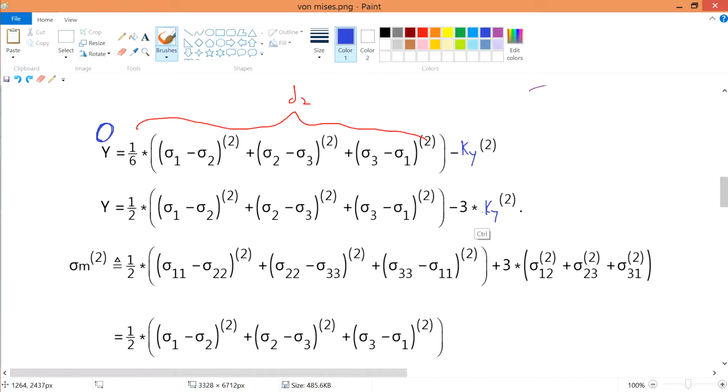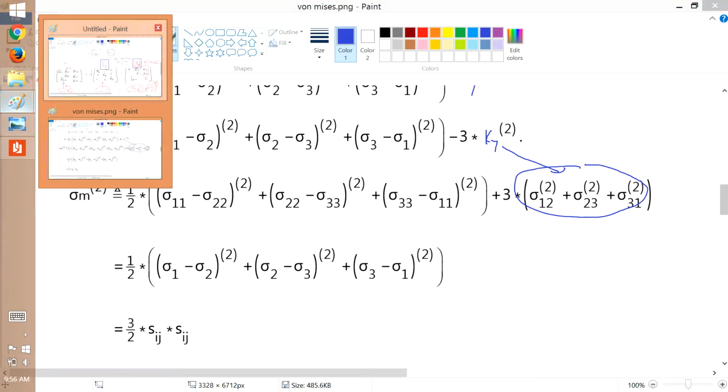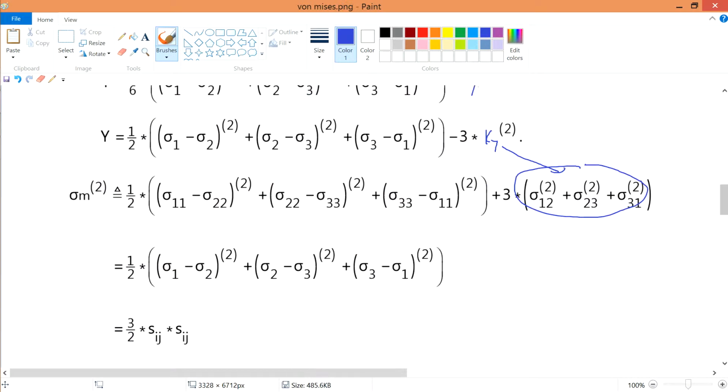I don't know why, but let's continue first. If you were to expand, sigma 1 can be expanded as sigma 11, sigma 2 can be expanded as sigma 22, etc. And then your ky can be expanded to your shear stresses. Yes, if you remember in the previous video, your sigma 12 squared plus sigma 13 squared, it can be used over here right now.